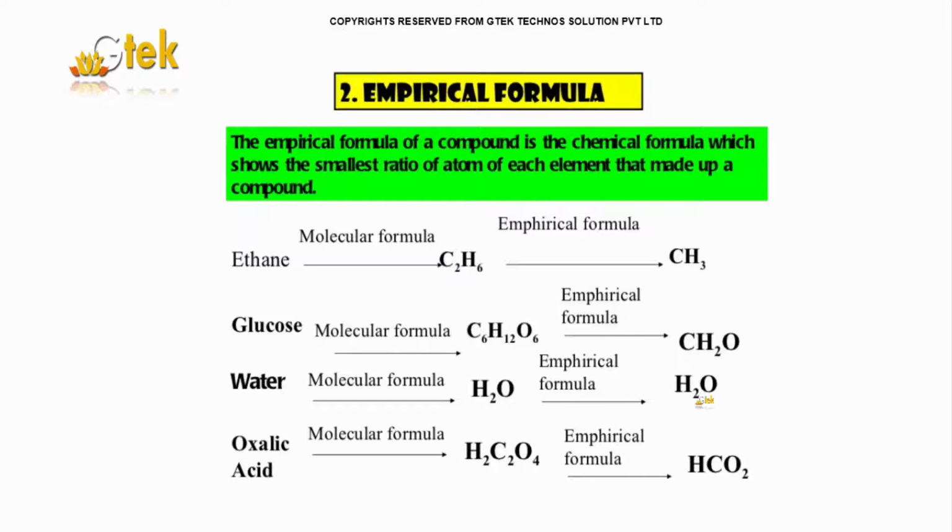For water, you don't have anything to reduce. For oxalic acid, it is H2C2O4. The common divisor is 2: 2 divided by 2, 2 divided by 2, 4 divided by 2. You get HCO2. So these are called empirical formulas.